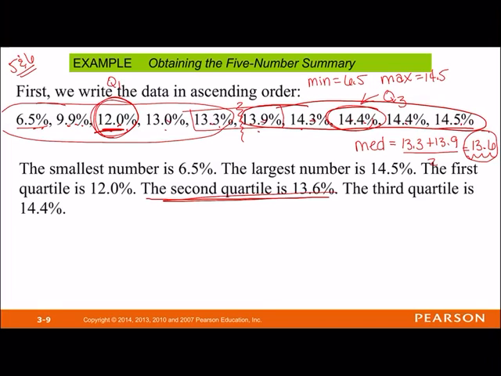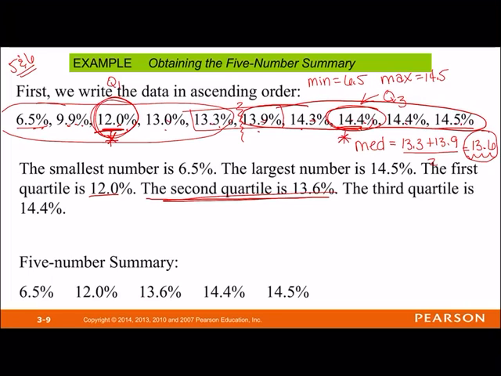Then we went and found our Q1, which was over here for 12. And then our third quartile, again, we found over here, and that was 14.4. Okay, so our 5-number summary, again, from the smallest number to the largest number, 6.5, 12, 13.6, 14.4, and 14.5. So again, just make sure you write them in order from smallest to largest.